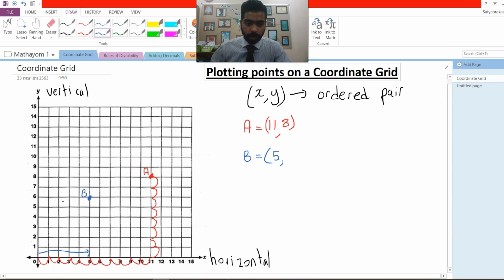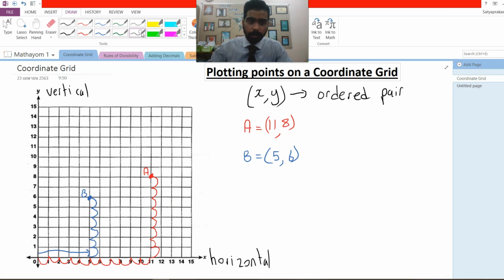And then it is going 6 blocks on the y-axis. 1, 2, 3, 4, 5, 6. It's going 6 squares or blocks on the y-axis. Therefore, point B will be 5 and 6.